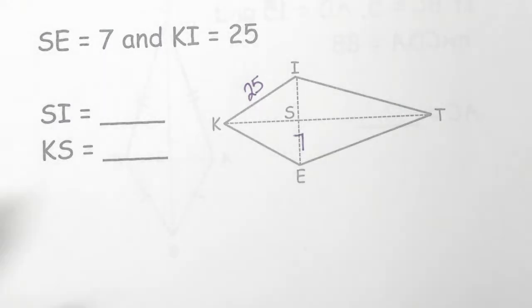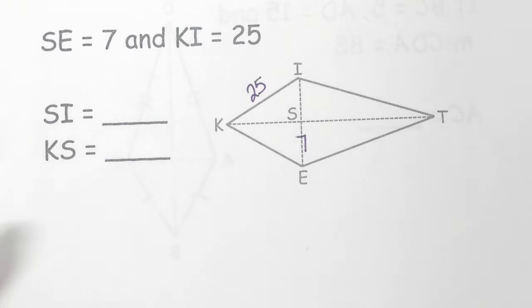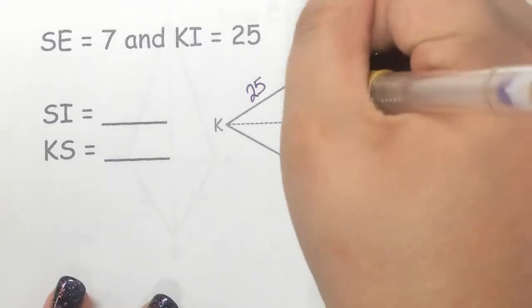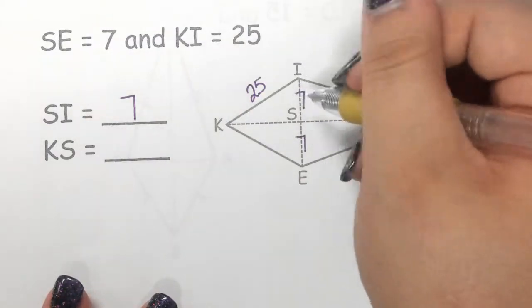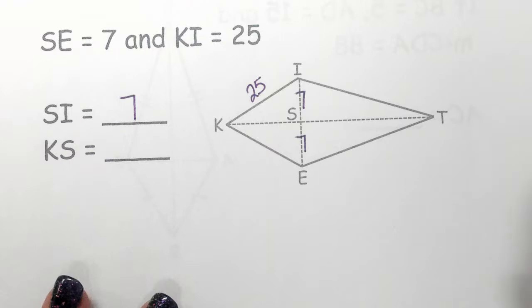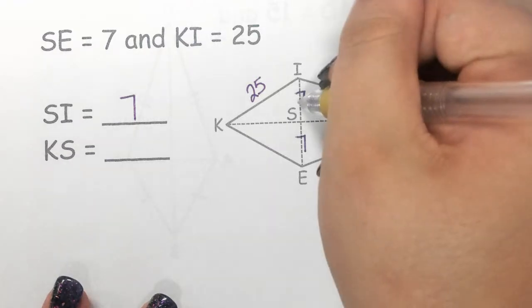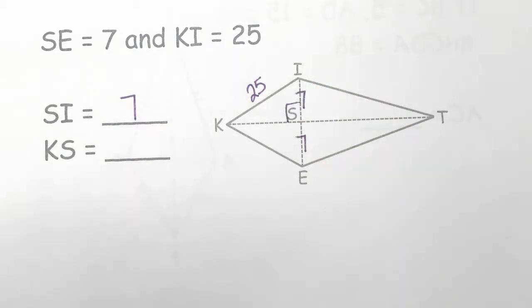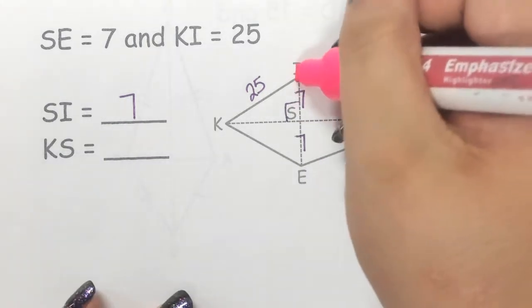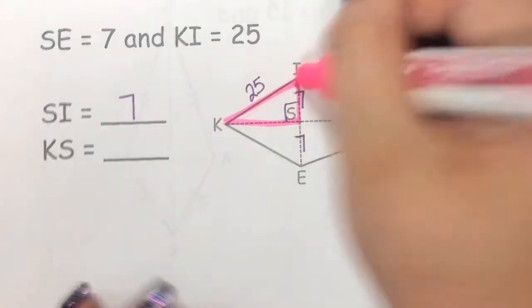Alright. So, y'all are talking, so I take it you're done? Now, SI. What's SI? 7. Why? Long bisects short, so that's the short. They're the same. What else do I know? What's this right here, though? A right angle. So, I have a triangle. How do I find KS?